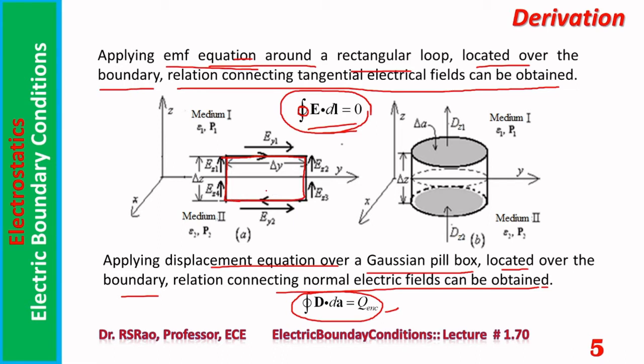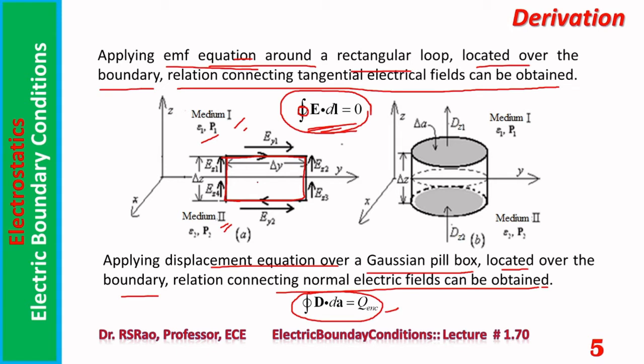Notice this rectangular loop is placed half of it above the xy plane and half of it below, and it is normal to the xy plane, or parallel to the z-axis. Shorter sides are parallel to the z-axis, longer sides are parallel to the y-axis. Above the xy plane, medium 1 is there; below the xy plane, medium 2 is there. Medium 1 is characterized by epsilon 1, P1, where P stands for polarization. Epsilon 2, P2 pertains to medium 2. Now, applying this equation over this rectangular loop, tangential component boundary condition relations can be obtained.